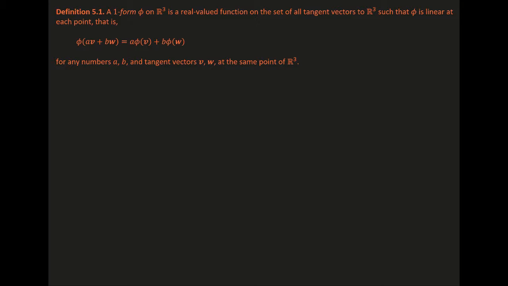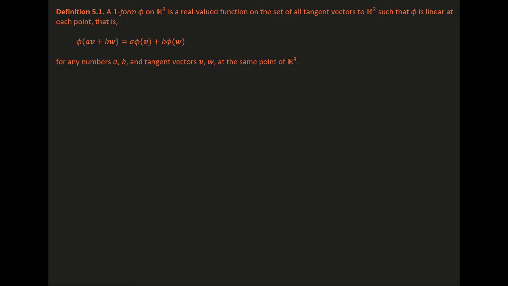A one-form, phi, on R3 is a real-valued function on the set of all tangent vectors to R3, such that phi is linear at each point. That is, given a point, a times v plus b times w, phi of that is equal to the linear combination of the application of phi on those vectors.